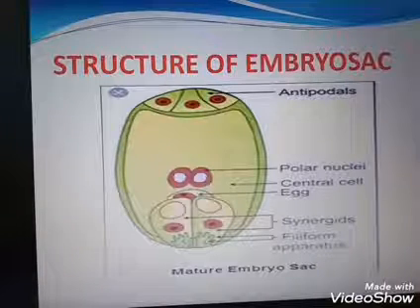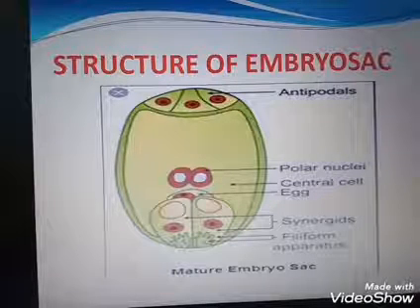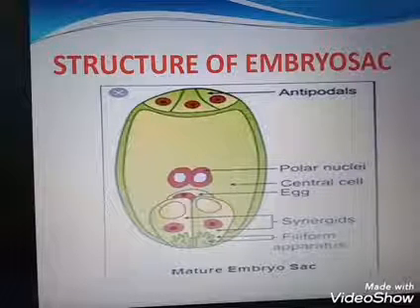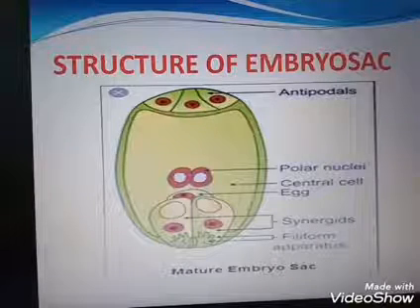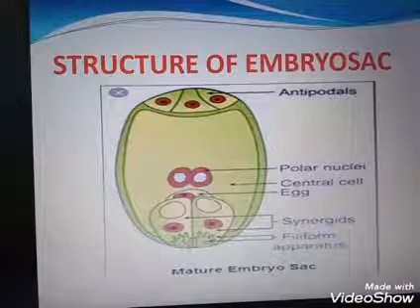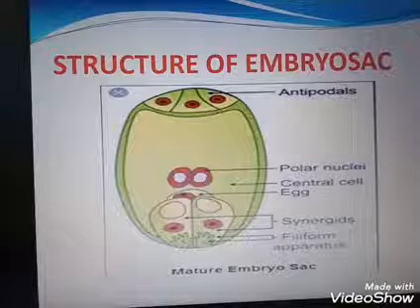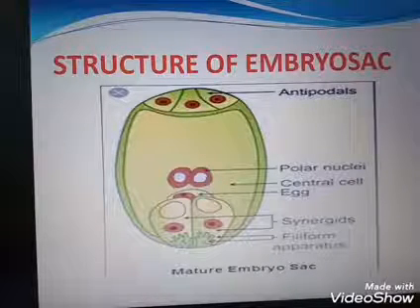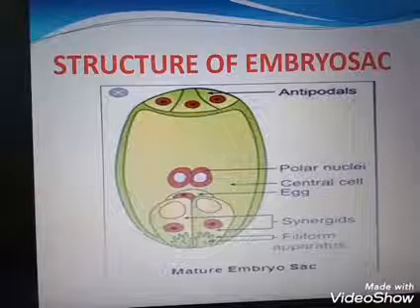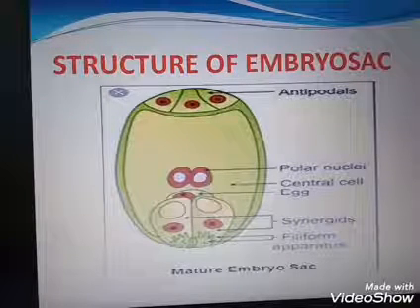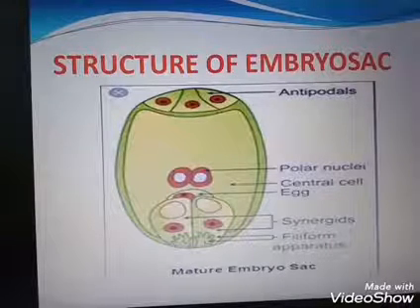This is the enlarged view, or structural view, of the embryo sac. Embryo sac means female gametophyte. The embryo sac has an egg apparatus towards the micropyle end. One egg and two synergids, three antipodal cells and two polar nuclei. These are the structures of the embryo sac.